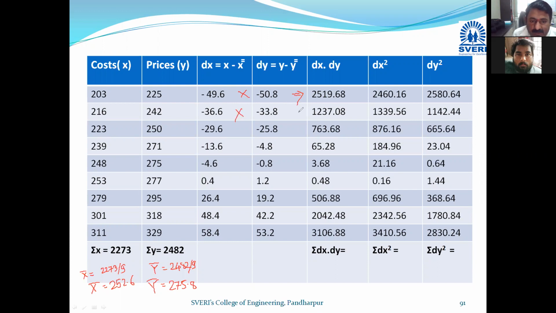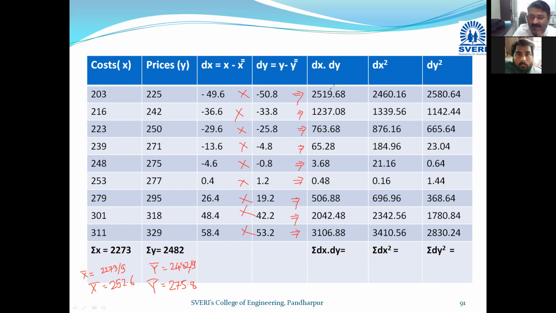36.6 into 33.8, you will get this value. 29.6 into 25.8, dx dy. 13.6 into 4.8. Minus 4.6 into minus 0.8, you will get this value. So like this, multiply, and you will get these values. Okay, so my next step: I have calculated these different values for dx into dy.